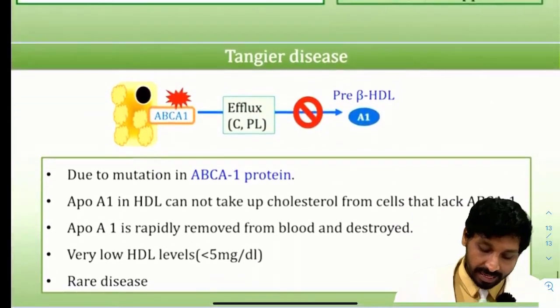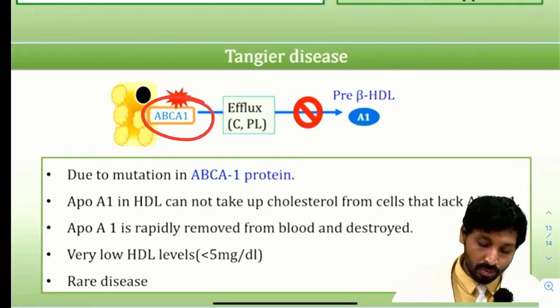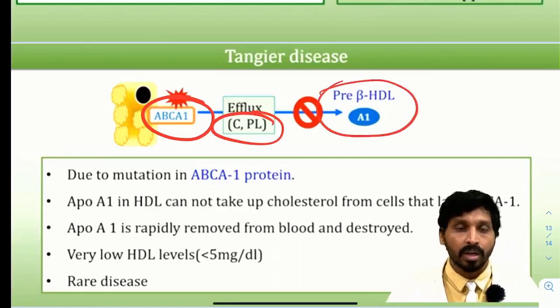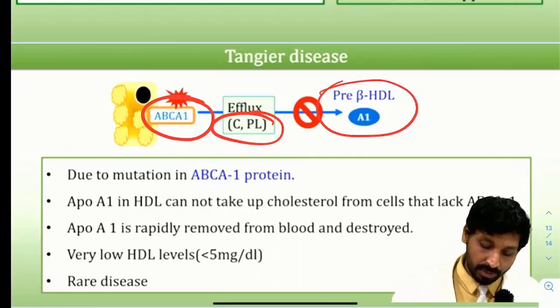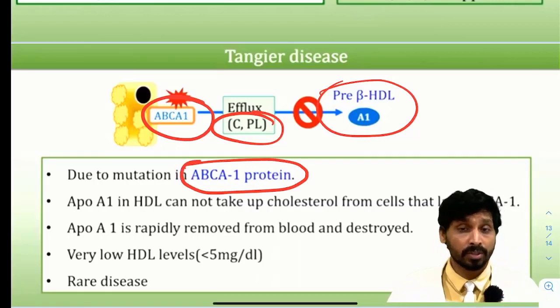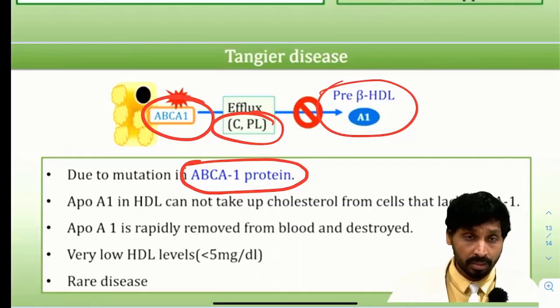Now the Tangier disease. Here the gene ABCA1 is defective, so there is no efflux of cholesterol and phospholipids, and there is no formation of pre-beta HDL-A1, right? So Tangier disease is because of a mutation in the gene which codes for the ABCA1 protein. Okay, this was a question asked in the last FMGE. Due to mutation of the ABCA1 protein, Tangier disease.